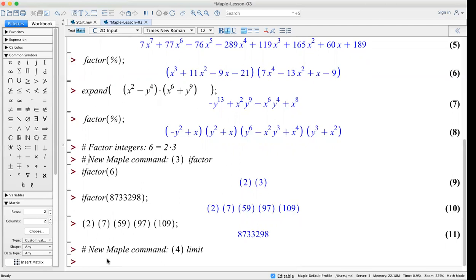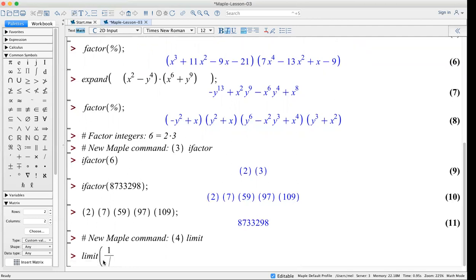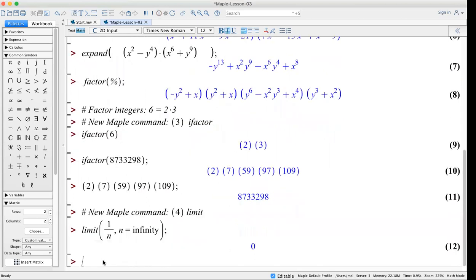So if I have the sequence, say 1 over n, and I want to find the limit as n goes to infinity, the command would be limit, and say 1 over n, comma, and n equals infinity. And you get 0.